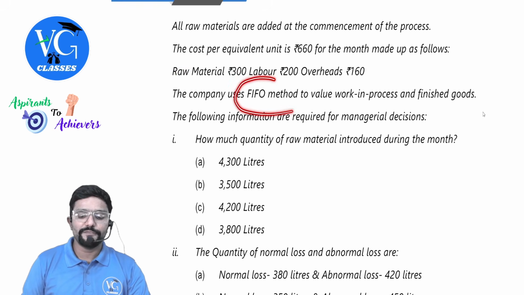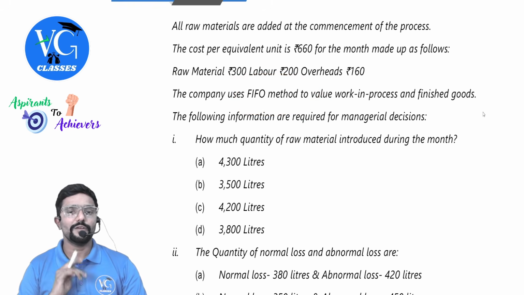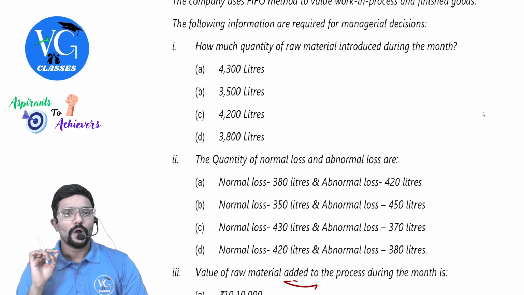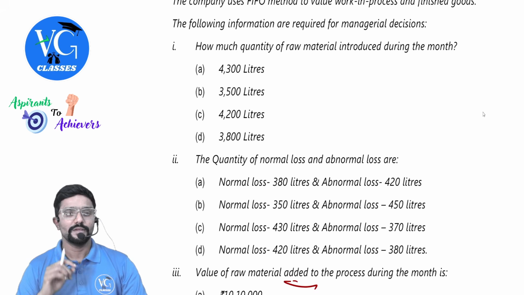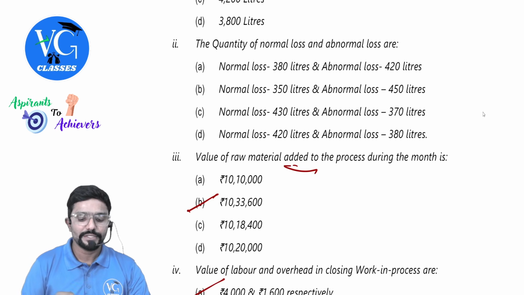The company uses FIFO method to value work in progress and finished goods. The following information is required for managerial decisions. What all they have asked? How much quantity of raw material introduced during the month? The quantity of normal loss and abnormal loss are dash.